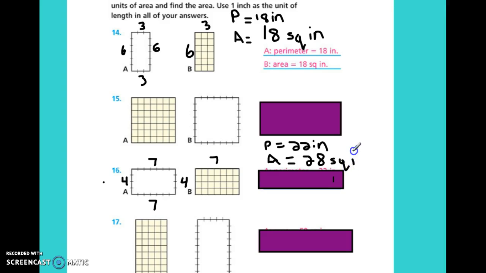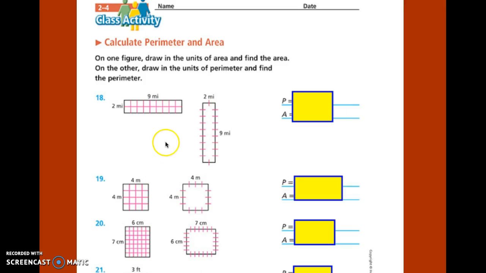All right, let's check and see how we did. All right, 22 inches and 28 square inches. Great work. All right, on this one, it says we're calculating the area and the perimeter again, but it asks you to actually draw in the lines, and you can see the lines are already drawn in here for us.